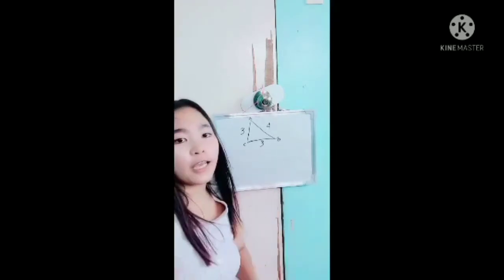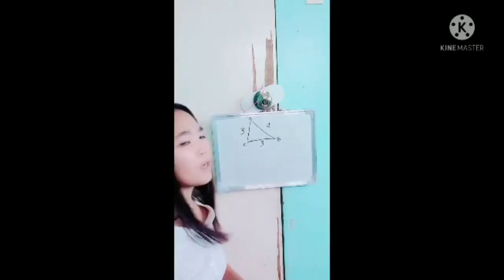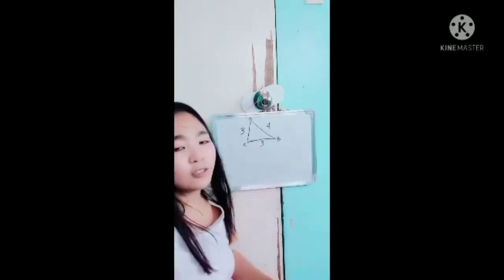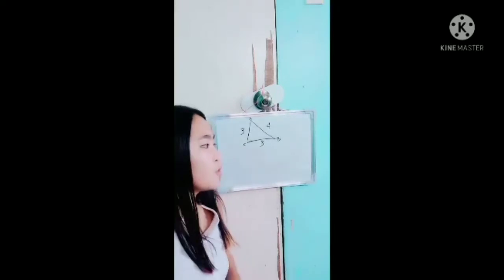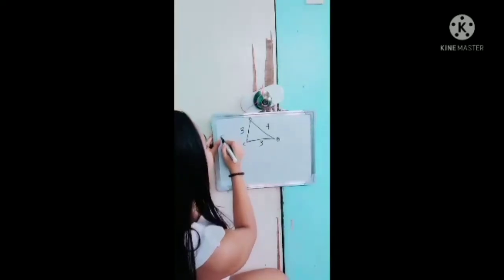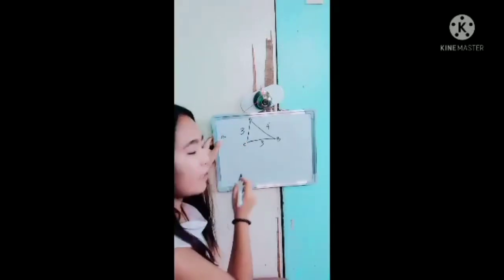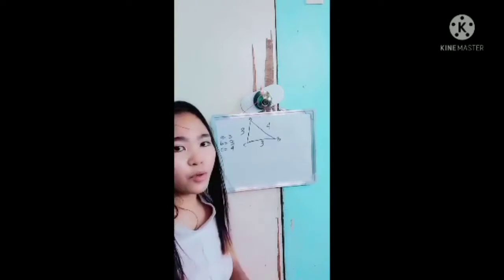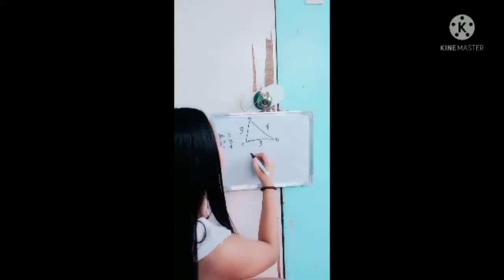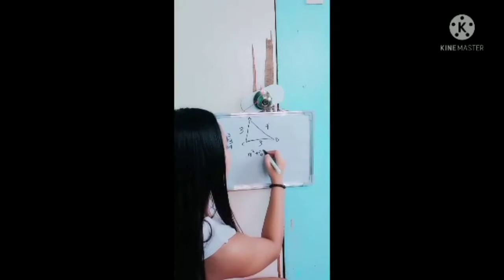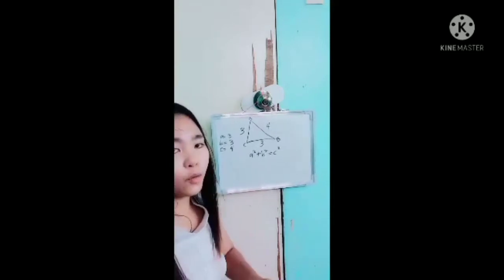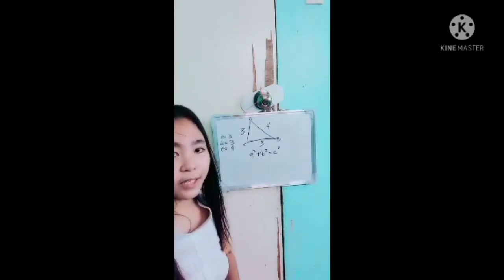We have here a triangle ABC, and we don't know if it is a right triangle because only the three sides are given. Side A is equal to 3, side B is equal to 3 also, and our hypotenuse is equal to 4. So using the Pythagorean theorem, A squared plus B squared is equal to C squared, we can know if this triangle is really a right triangle.